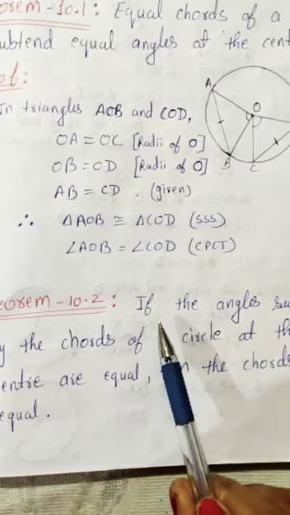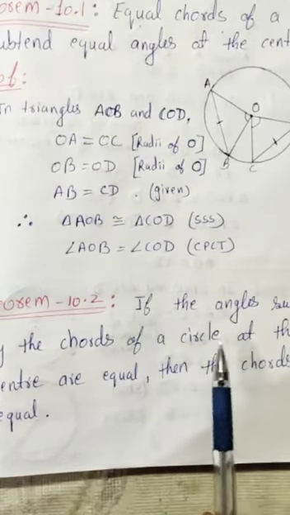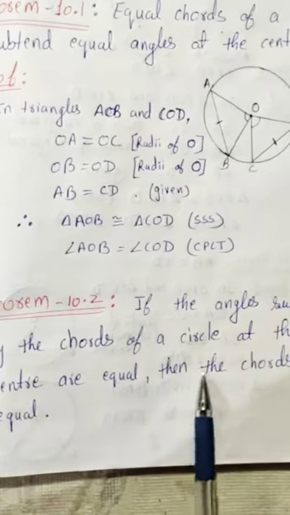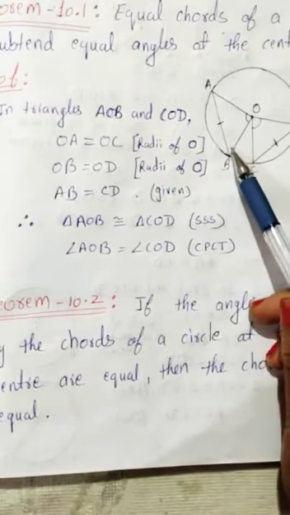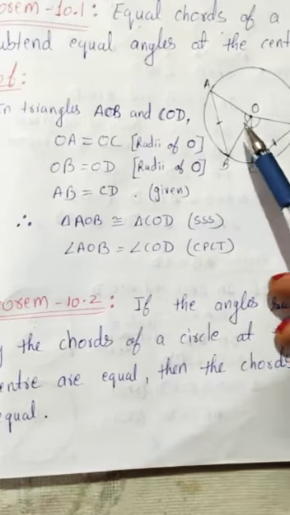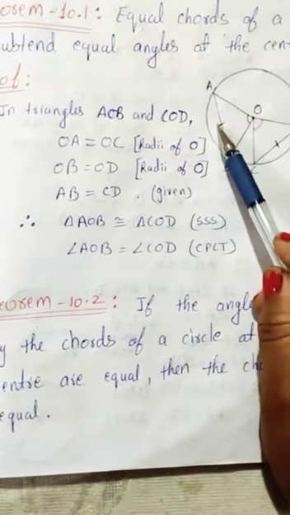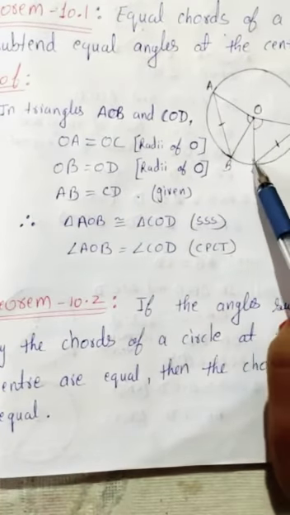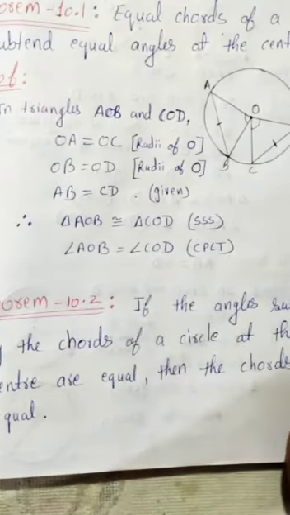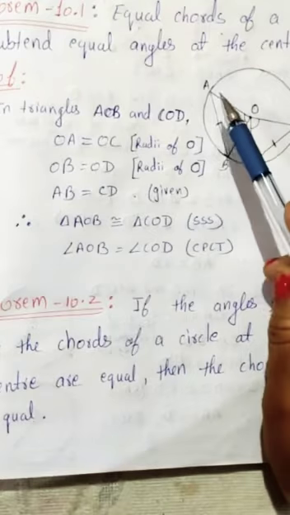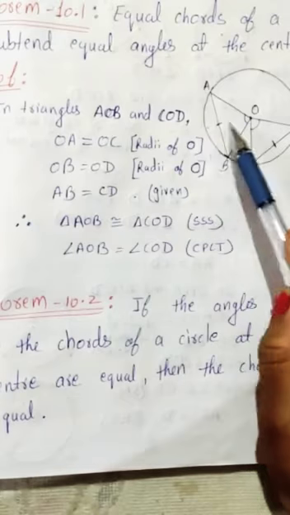Converse of the theorem is, if the angles subtended by the chords of a circle at the center are equal, then the chords are equal. So basically this theorem is directly opposite to theorem 10.1. In theorem 10.1 it was given that AB and CD, the chords, are equal, and you had to prove angle AOB is equal to angle COD. Now in theorem 10.2, whose proof we are not going to do, it is given that angles are equal and you have to prove that the chords are also equal.